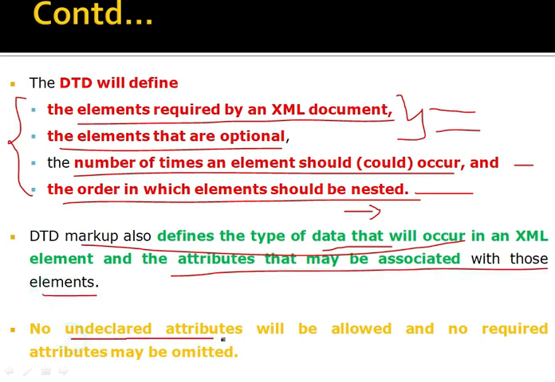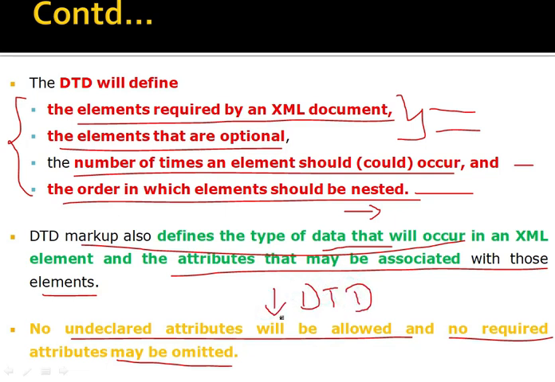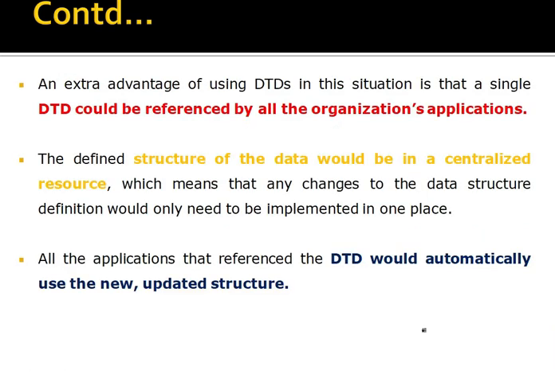So no undeclared attributes will be allowed and no required attributes may be omitted. When you use a DTD in the XML document, no undeclared attributes will be allowed and no required attributes may be omitted. So it takes care of validating the structure as well as the data in the XML document.